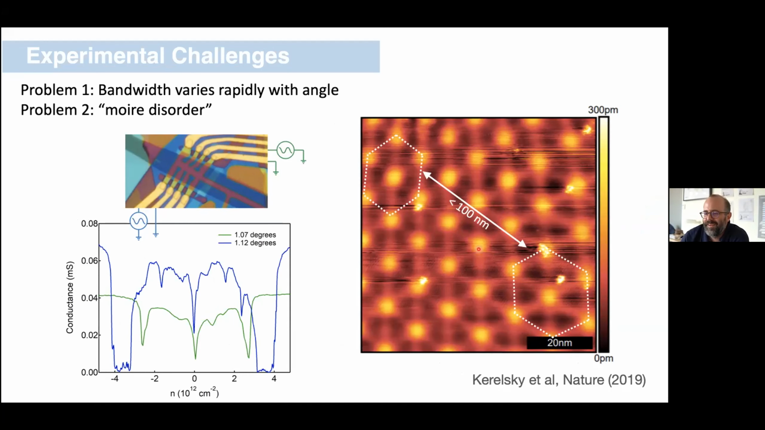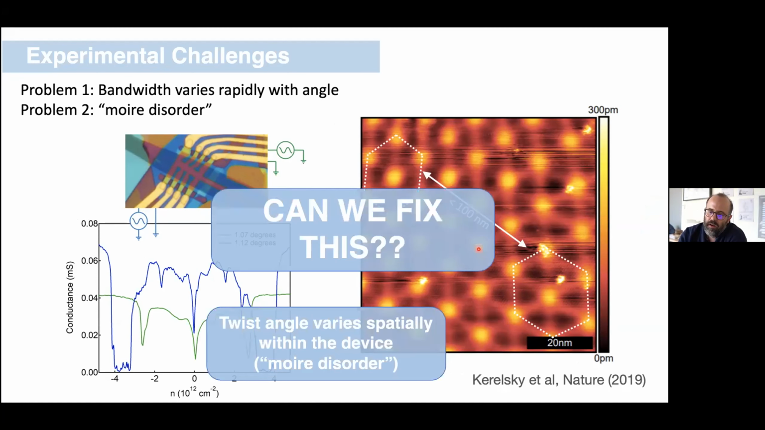But there is not an obvious way to get rid of this problem because everything is not really well bonded out of plane. Or at least the question is, is there a way to get rid of this problem? That's the question I want to address, probably for the rest of my talk. Okay, can we fix this?